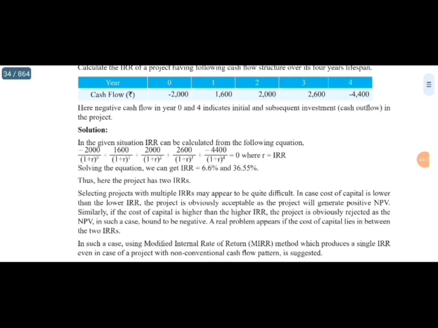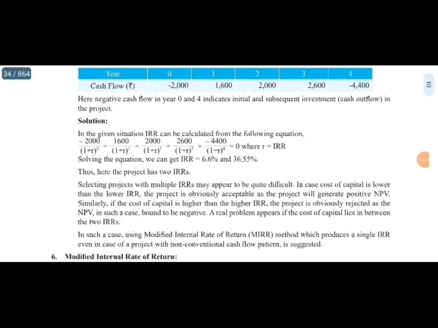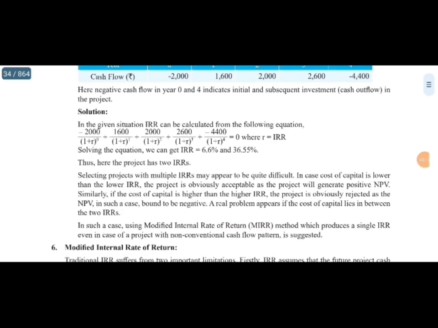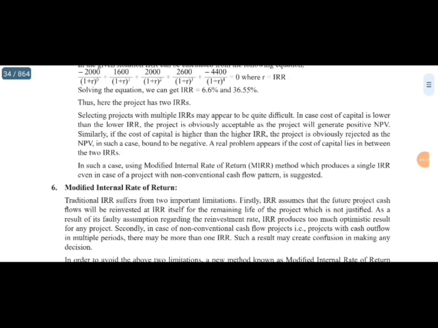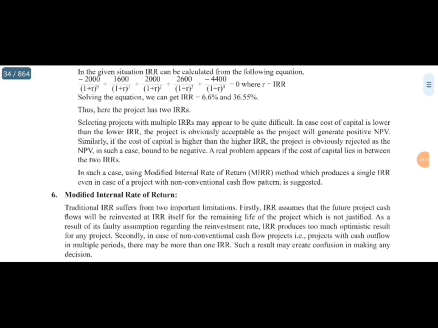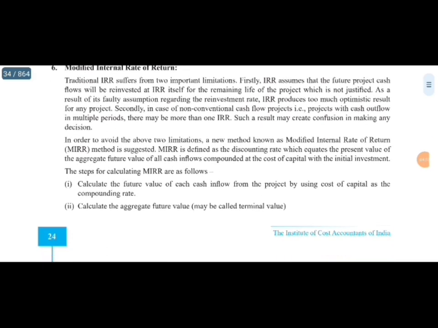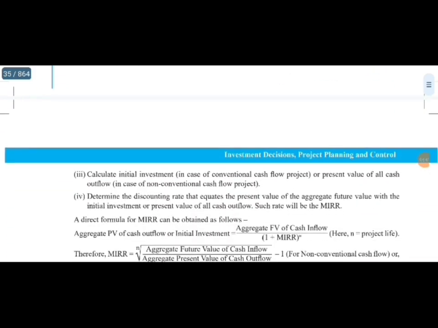Using these cash flows we have to find the IRR. So in the illustration they have solved the equation and found the IRR as 6.6% and 36.55%. Here two different IRRs are found. So selecting the project with multiple IRR may be quite difficult. To avoid the limitation of multiple IRR, the 6th method, modified IRR, is used.